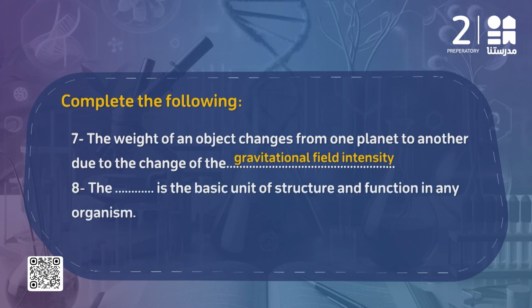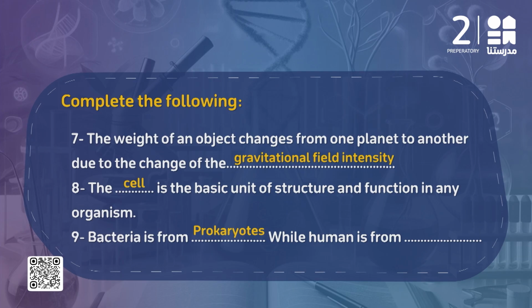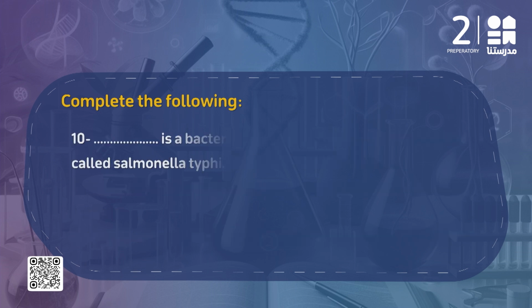Question number 8 tells you the space is the basic unit in the structure and function in any organism, which is the cell. Question number 9 is asking you: bacteria is from what while humans is from what. Bacteria, we need to remember right away, belong to the prokaryotes, which are unicellular organisms whose DNA is just suspended in the cytoplasm without being enclosed in a nucleus or a true nuclear membrane, but humans belong to the eukaryotes.